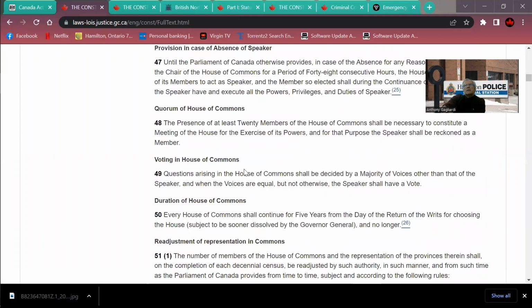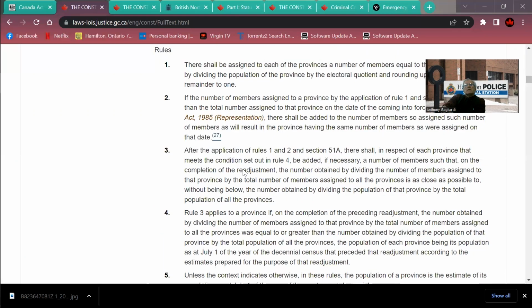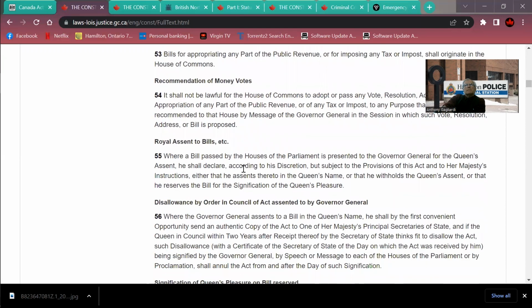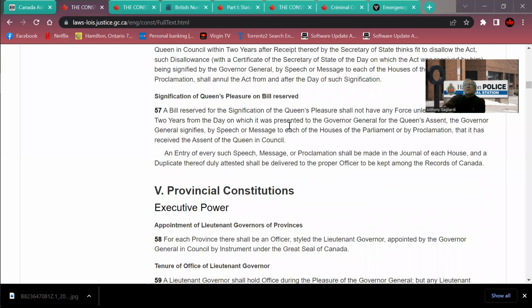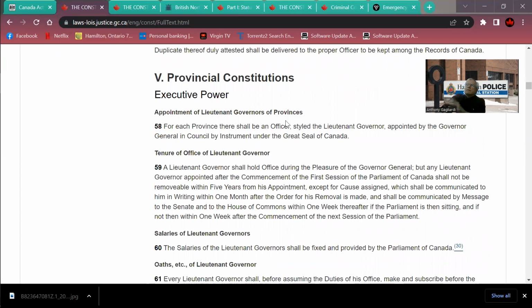And as we continue on down, it talks about provincial constitutions. So for each province, there shall be an officer styled the Lieutenant Governor, appointed by the Governor General in Council by instrument under the Great Seal of Canada. So again, this engineering drawing of a political map, which is the 1867 Constitution, defines provinces and a Lieutenant Governor basically being the Queen's representative of each province, or basically God of each province.